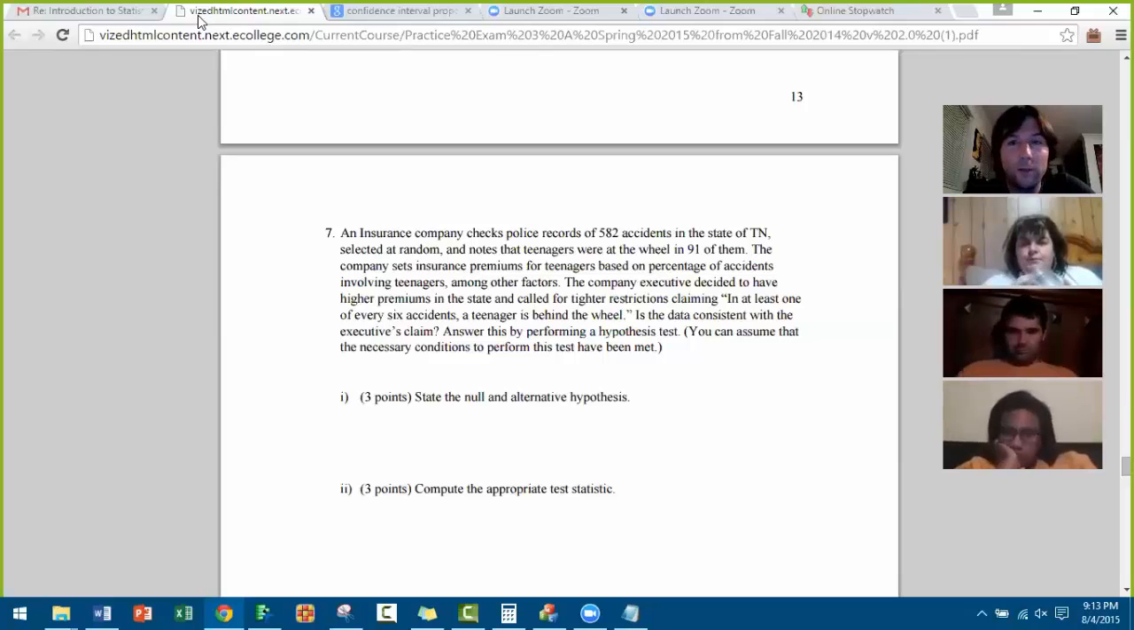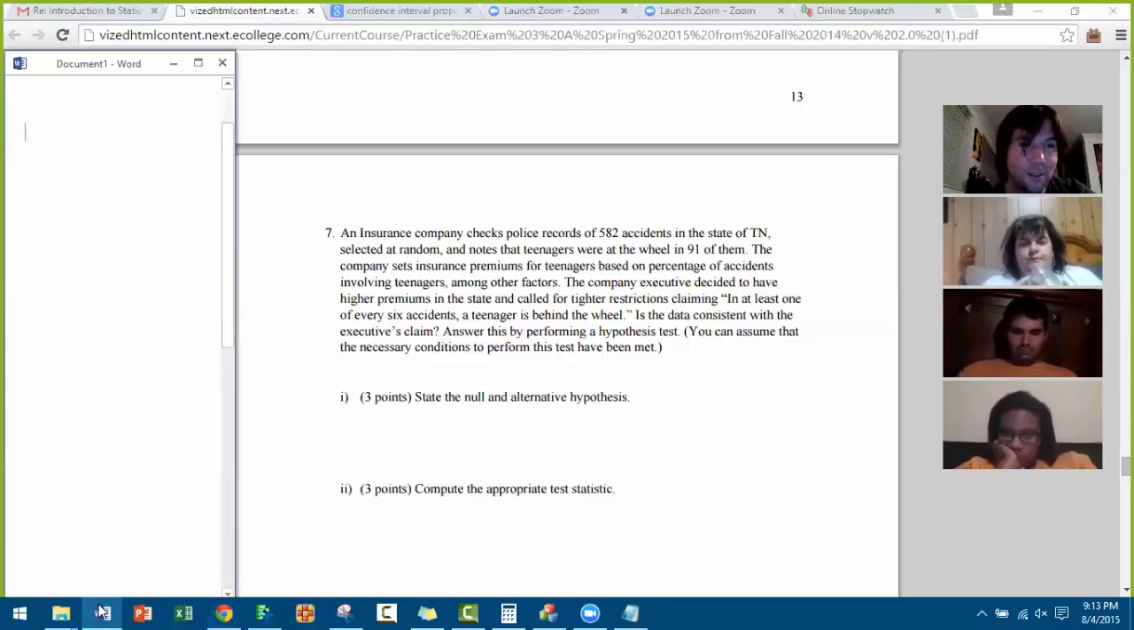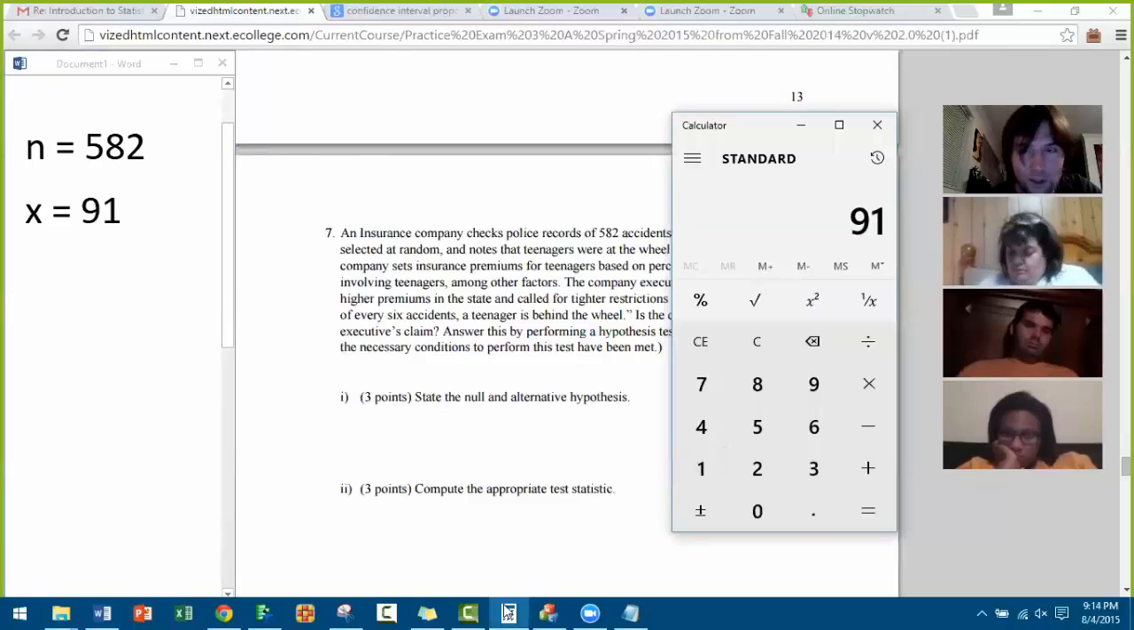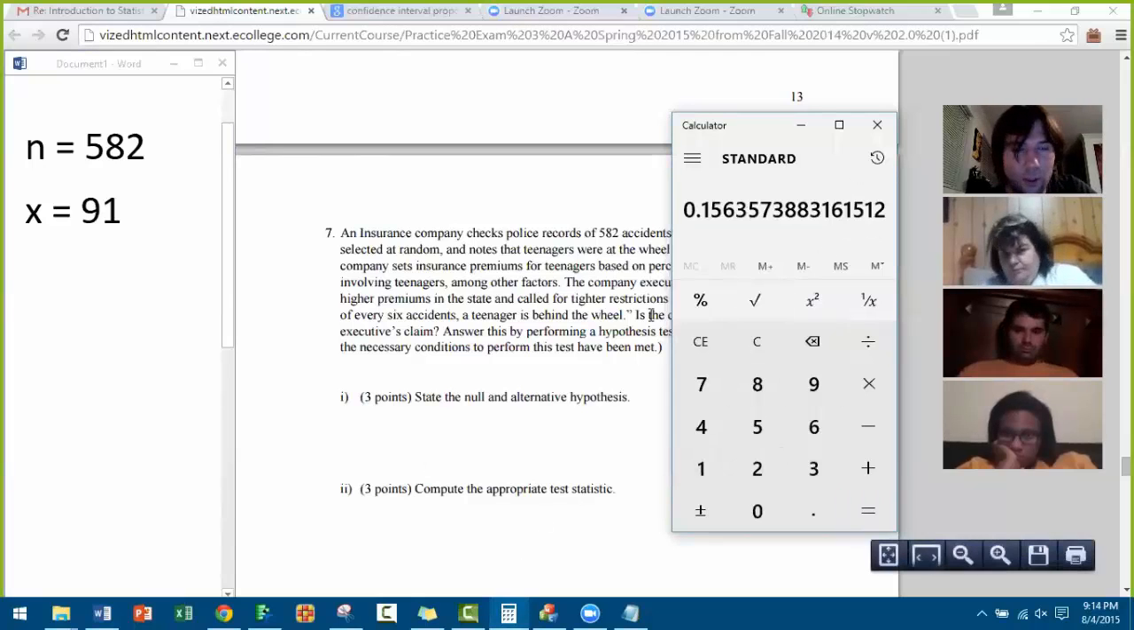We know that we observed. So what do we do when we have a problem? This is the best way to solve them. Immediately, I don't even care what this problem says right now. We go over here to our little notation thing. We write down n. N equals 582. And then we have x this time. And then we can get p hat, which is going to be the sample proportion. And there's our sample proportion right here.